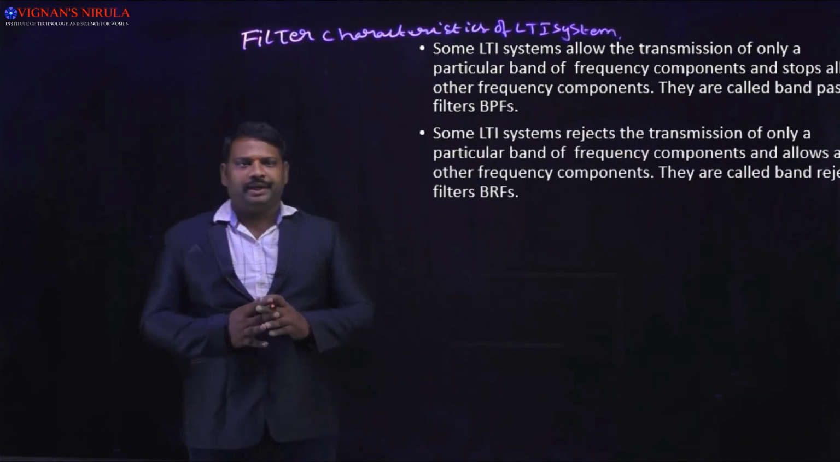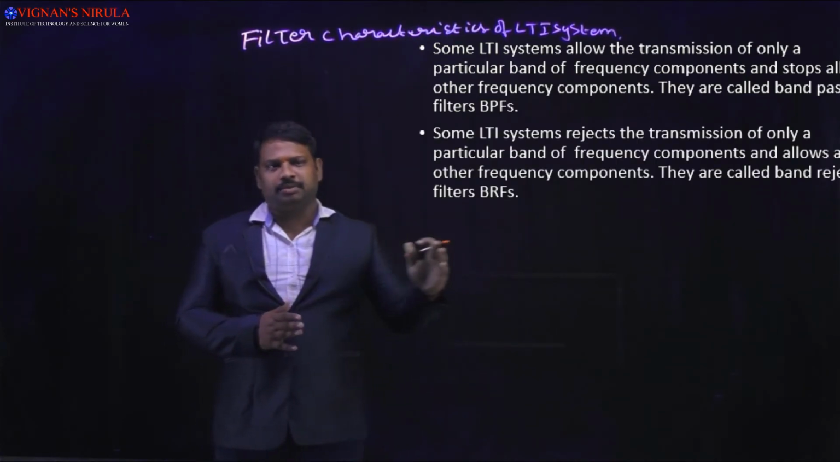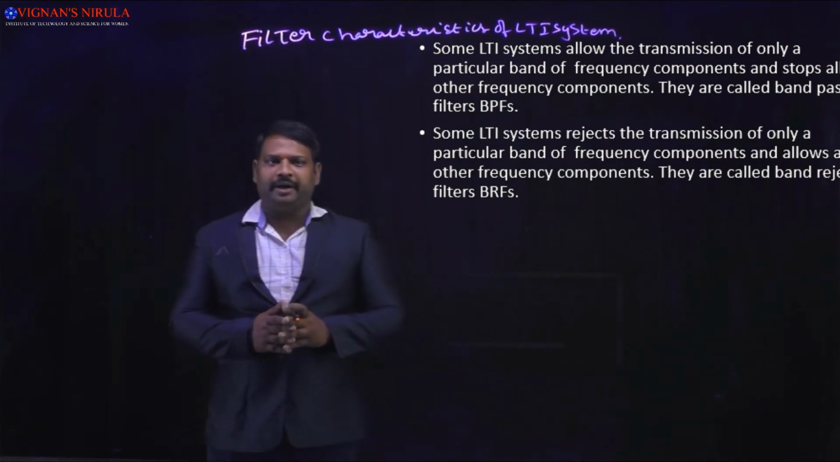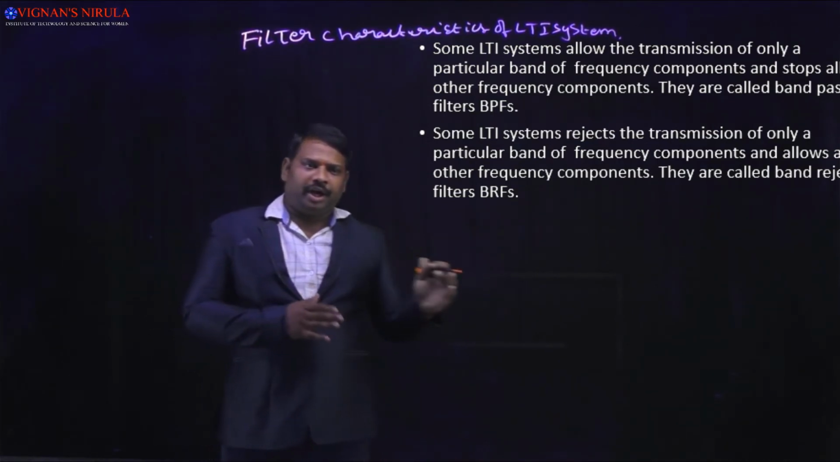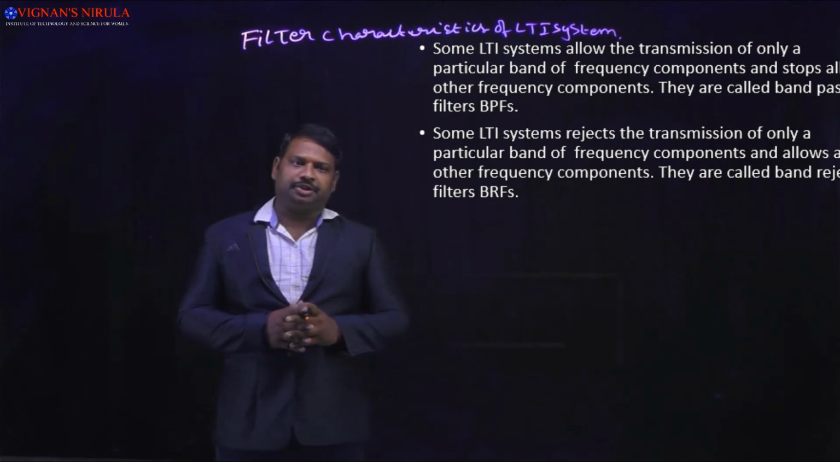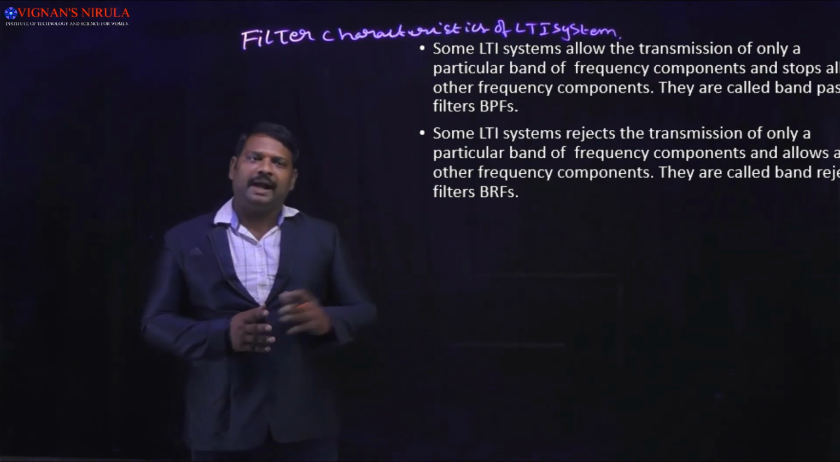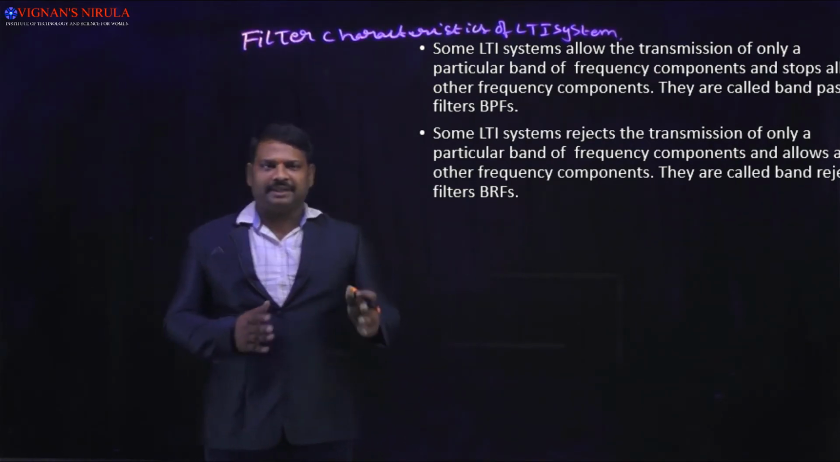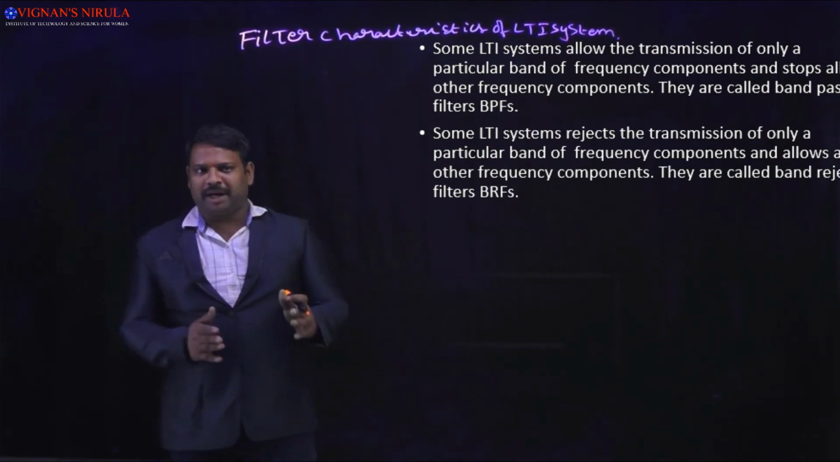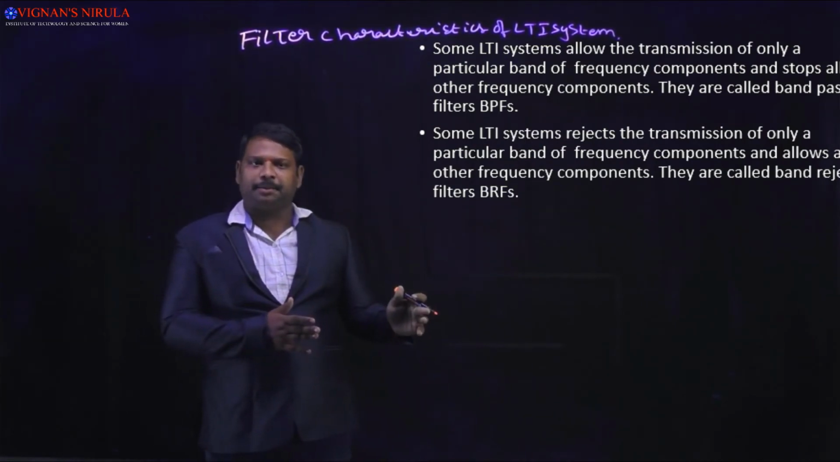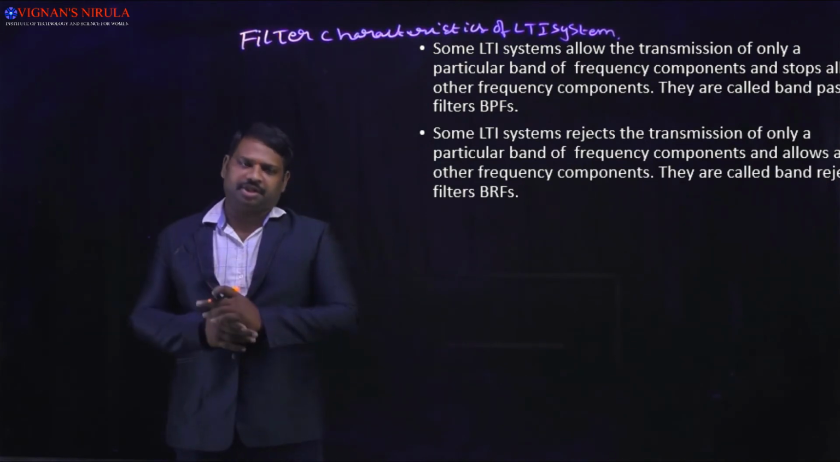Next, similarly, an LTI system that rejects the transmission of only a particular band of frequencies and allows all the other frequencies is called a band rejection filter. When it passes a certain band of frequencies, it's called a band pass filter. When it rejects a certain band of frequencies, it's called a band rejection filter.